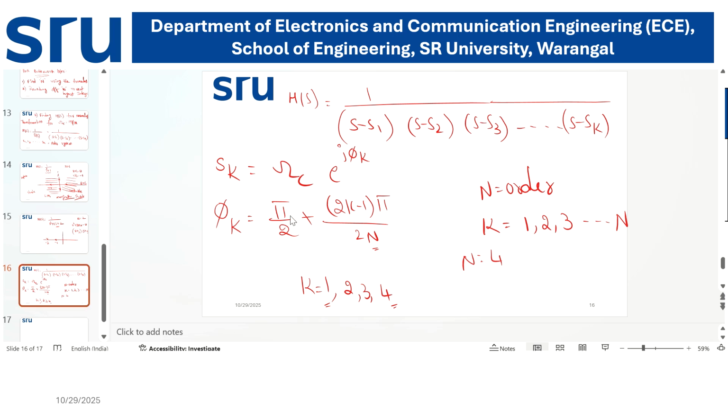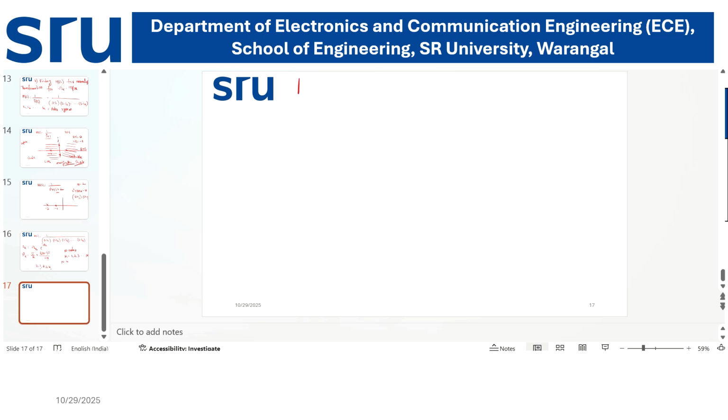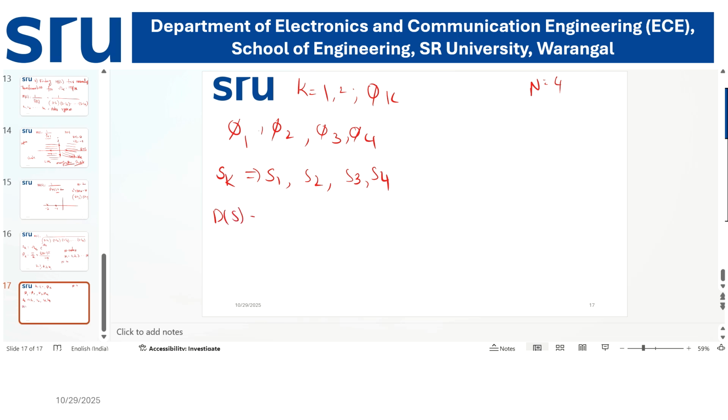Now we have a procedure to find out these S1. If I substitute k equals 1 in phi k, then I will get phi 1. If k is equal to 2, I will get phi 2, then phi 3, phi 4 if n is equal to 4. Then if I substitute in the s k value, I will get S1, S2, S3 and S4. Therefore I have to find the polynomial as S minus S1, S minus S2, S minus S3 and S minus S4. Now we have a Butterworth filter table for different n values.